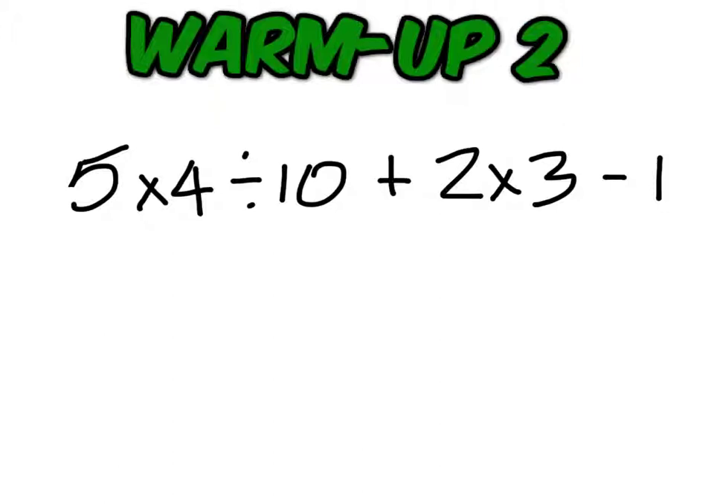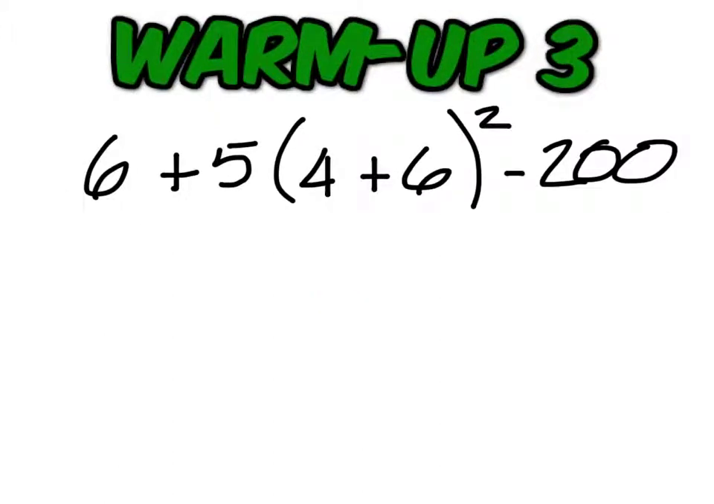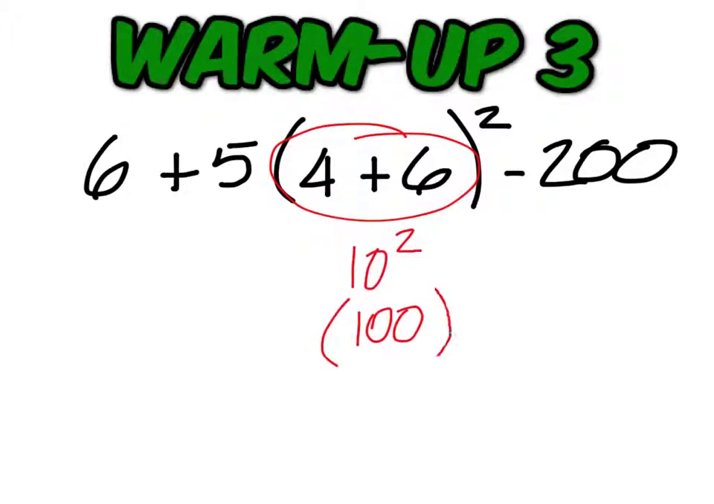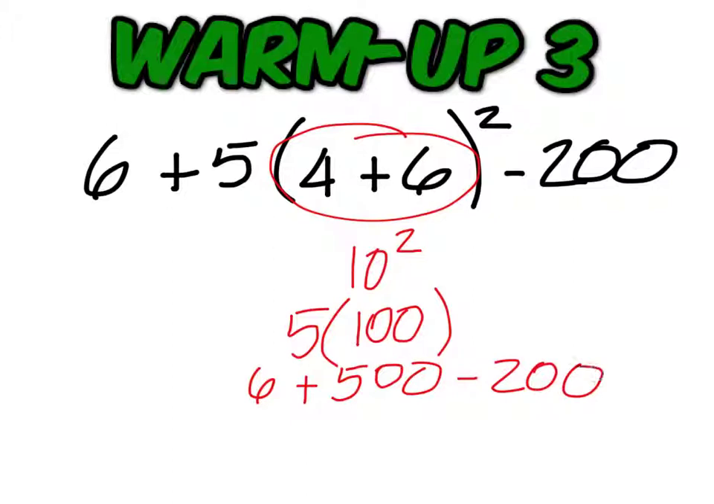Answer on this one should be 7. Four plus 6, that's 10. Square it to get 100, and multiply it by 5 to get 500. So you end up with 506 minus 200, and that's going to be 306.